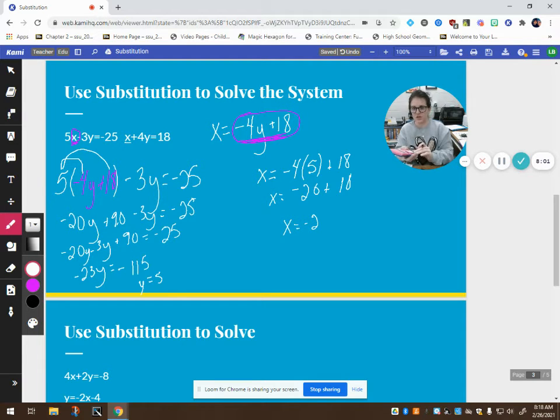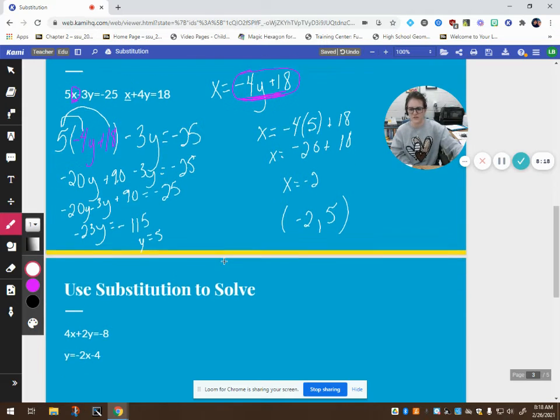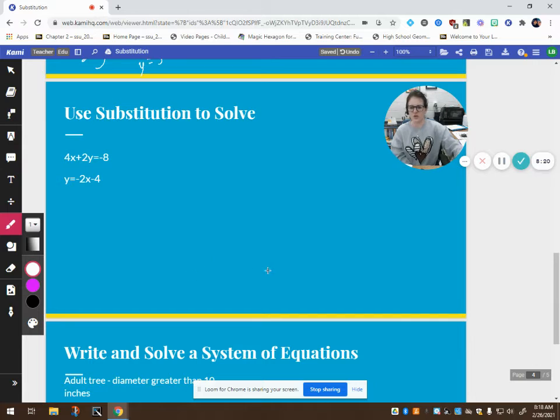x, which is negative 2, plus 4 times y, which is 5, equals 18. Boom, checked it, got the right answer. So I know that my solution is negative 2, 5. Again, if I was to graph these, they would intersect at the point negative 2, 5. All right, so I would like for you to pause the video and try this problem, show your work.